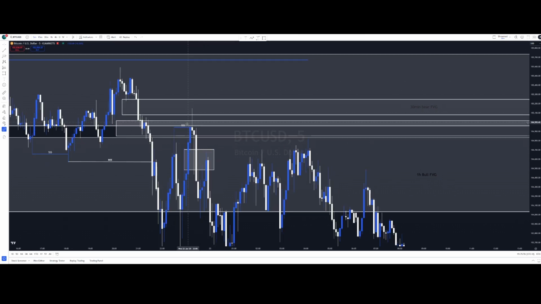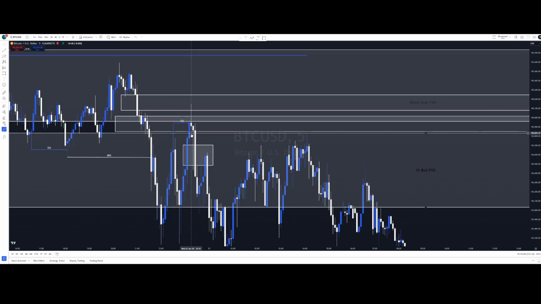So price is ready to head downwards, right? So when it swept, you have to wait for this bullish imbalance to be taken out. Right, so price came down, took out this bullish imbalance, and then came up. So why did it come up?